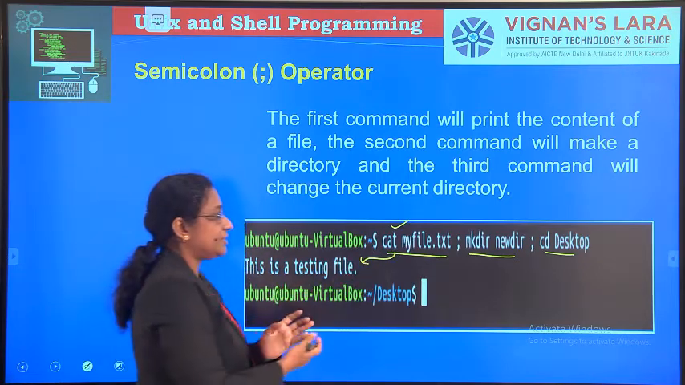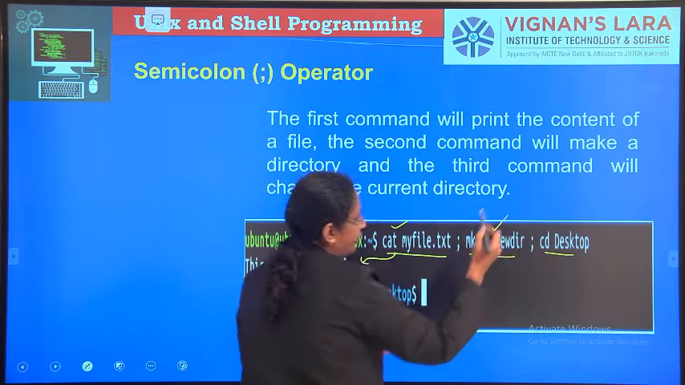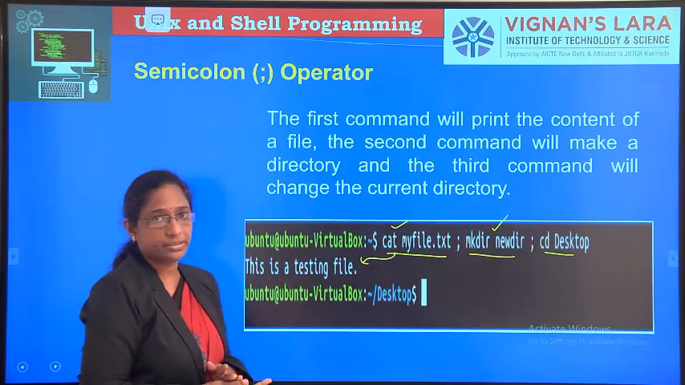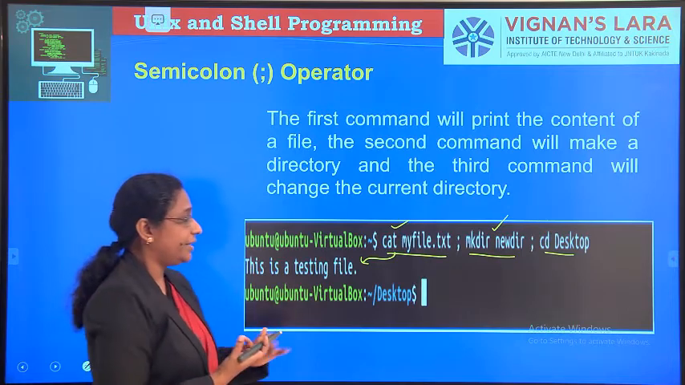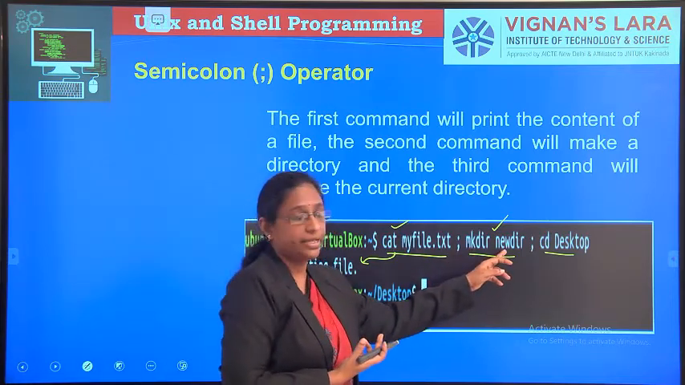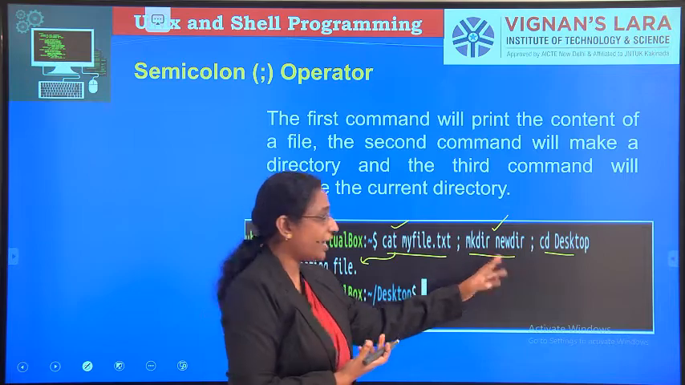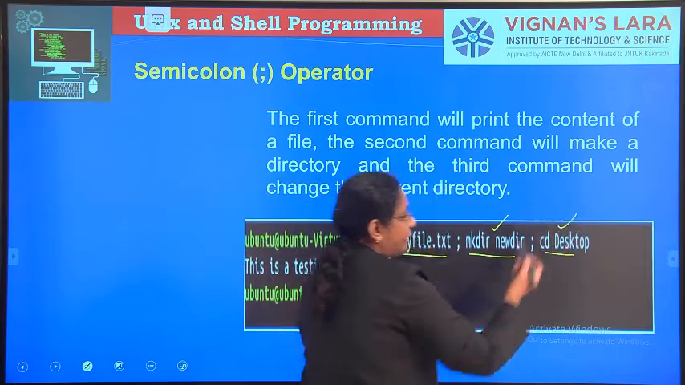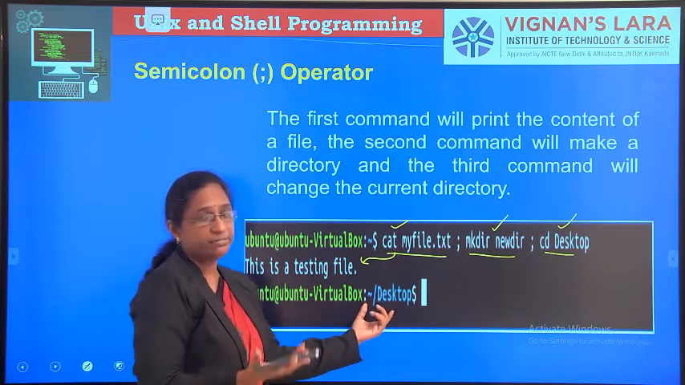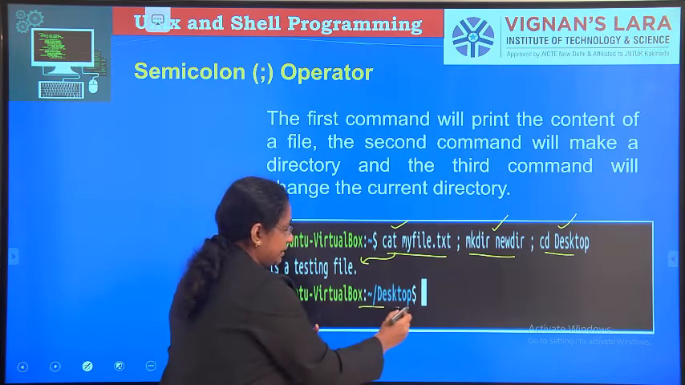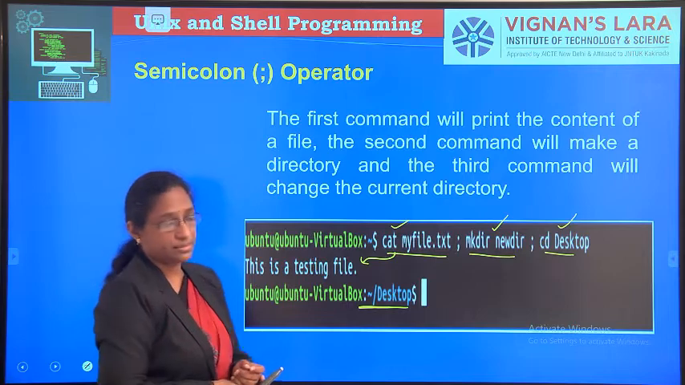The second one is mkdir newdir. It is also executed, which means it has created a new directory with the name newdir. Similarly, the third command is also executed successfully, because you have changed to another directory, and that is why it is showing the desktop here.